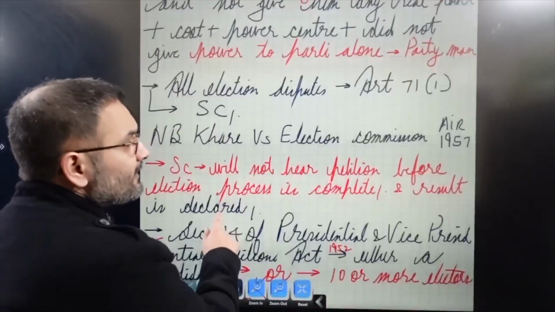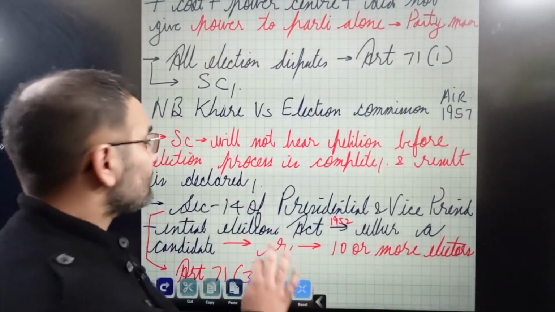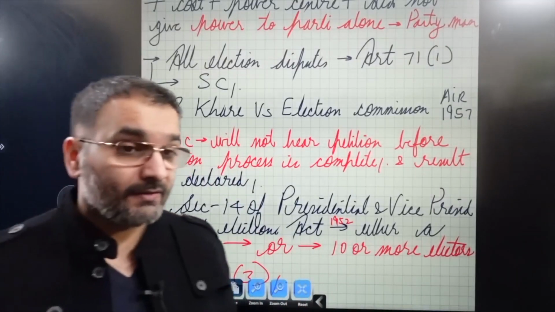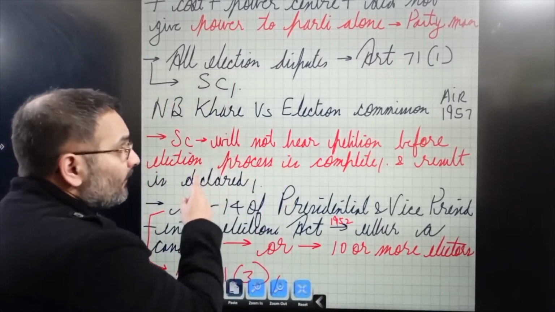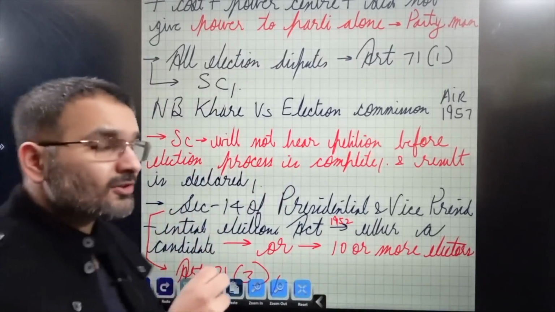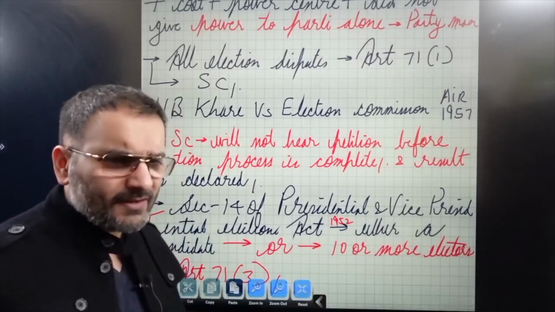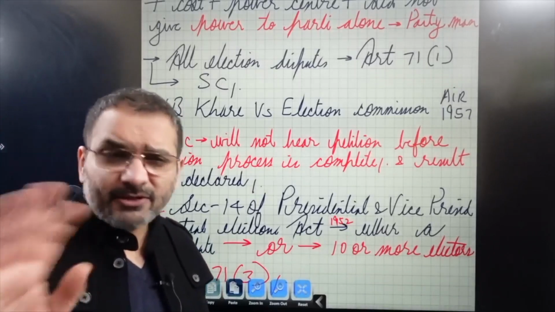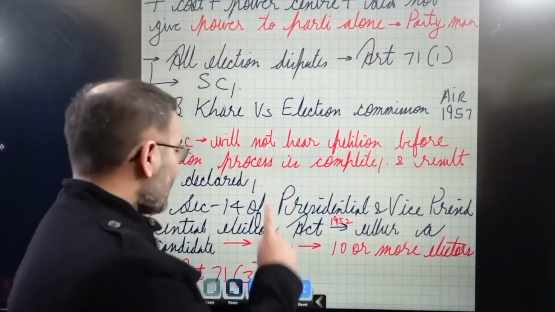The Supreme Court said it will not hear a petition before the election process is complete and the result is declared. So let us say that anyone has a problem with the election of the president, right? It will not hear a petition before the election process is complete and the result is declared. Why so? Because otherwise the Article 62 mandatory period of 5 years, forget it. Let's not make it overly technical, because otherwise you won't have time to write all of that in your answer. So just write this and then write this.